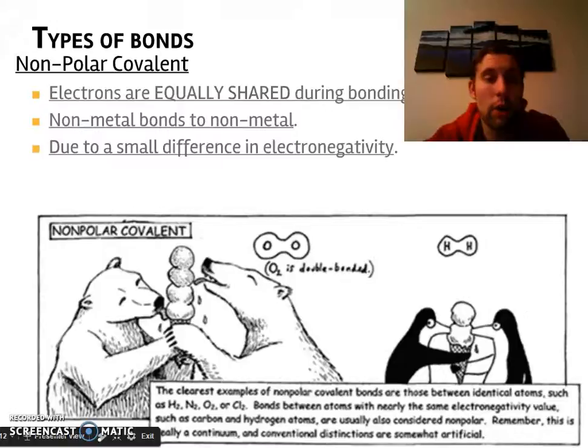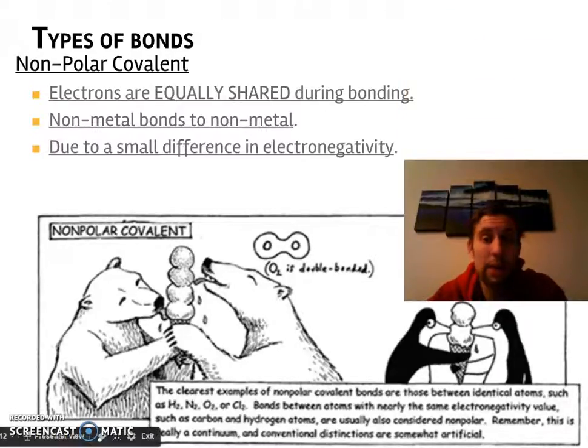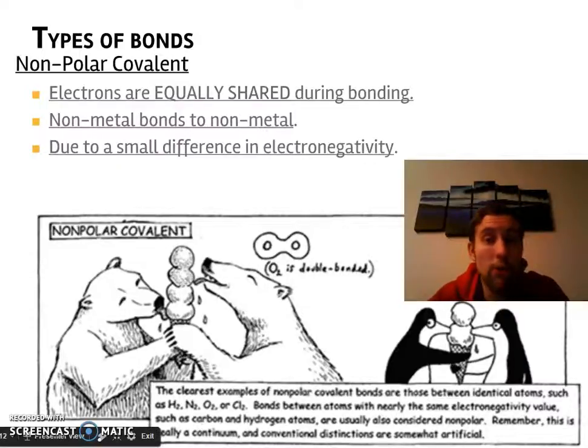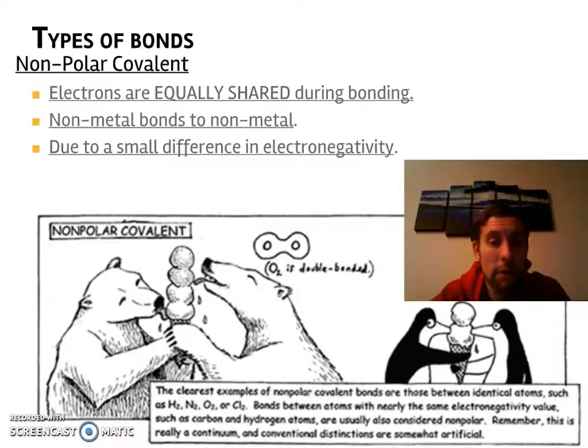Right, so nonpolar covalent bonds. Electrons are equally shared during bonding. They spend an equal amount of time on each atom in a nonpolar covalent bond. There's always going to be a non-metal bonded to a non-metal. This is because there's very little or no difference in electronegativities. So 0 to 0.5, we'll give you numbers in a little bit.